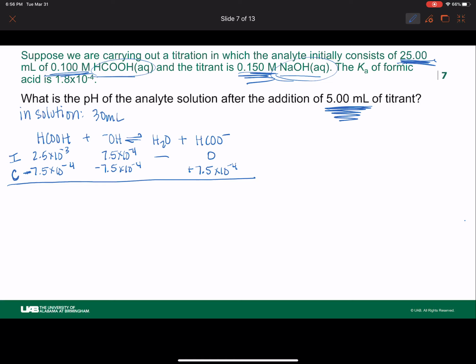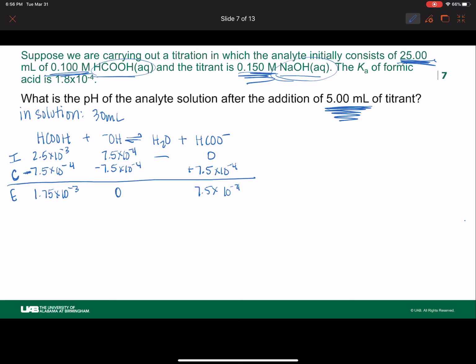So our change line is just like it was before, only instead of X, we have an actual value. Because at the end of the day, at least up until the equivalence point, we should end up with 0 moles of that strong base, because it should be converting the weak acid to the conjugate base. Now, once all that reaction has happened, I end up with 1.75 times 10 to the minus 3 moles of that weak acid, and I end up with 7.5 times 10 to the minus 4 moles of that conjugate base.